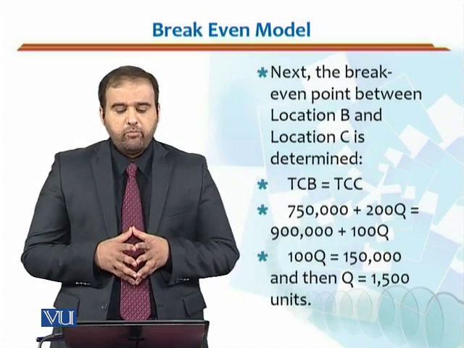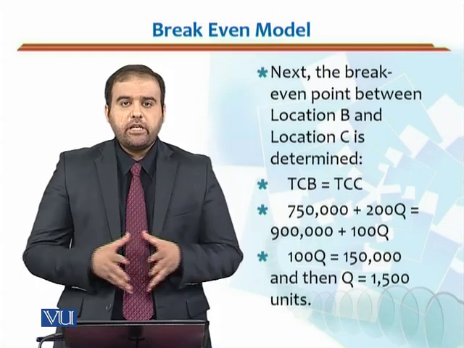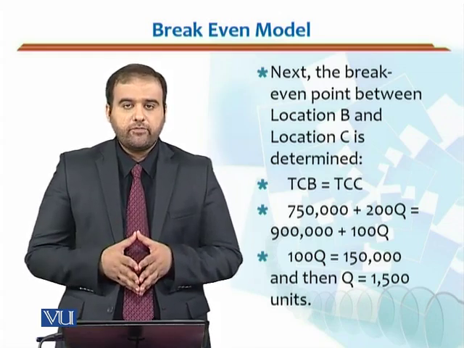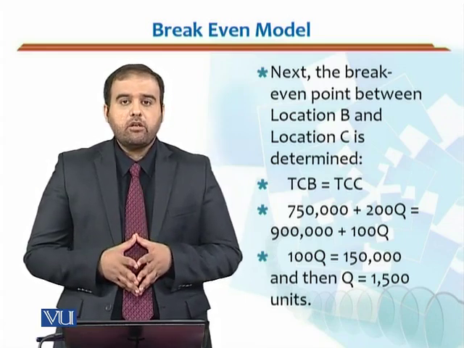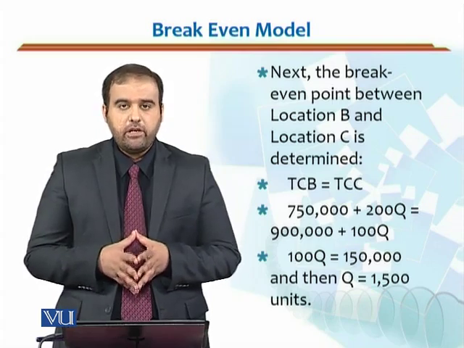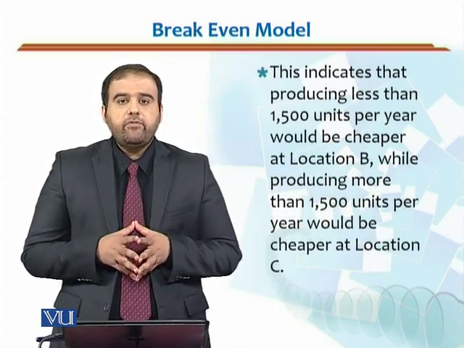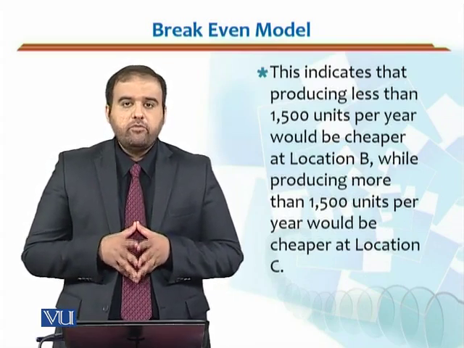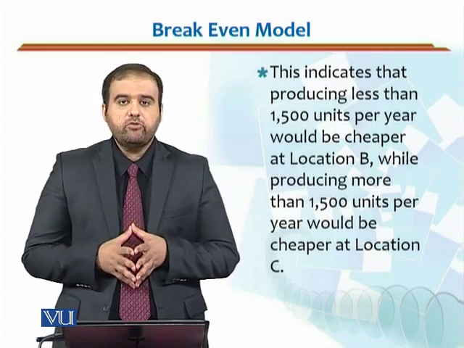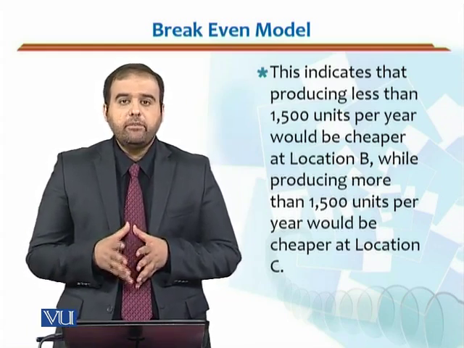Next, we have the break-even point between location B and location C. Similar, वो भी बिल्कुल उसी तरह ही आपने उसकी जो expression है, that is the total cost for B should be equal to the total cost for C. दोनों की cost equations को equate किया. For Q, you have Q of 1500 units. Now, what does it say? It says that producing less than 1500 units per year would be actually cheaper at location B, while if you want to produce more than 1500 units per year, then location C would be the better option.